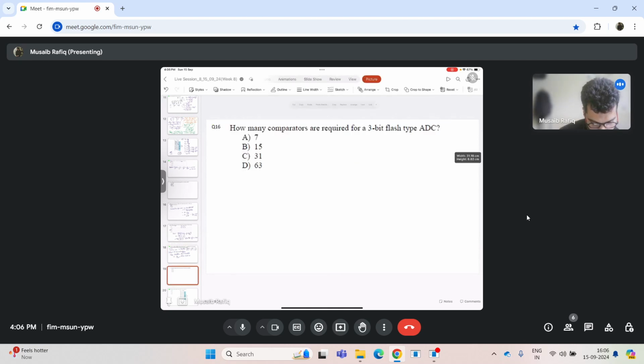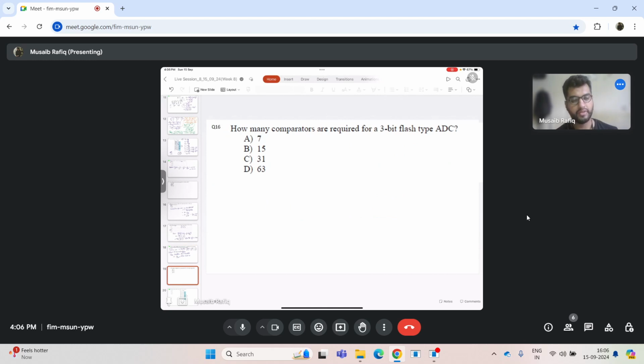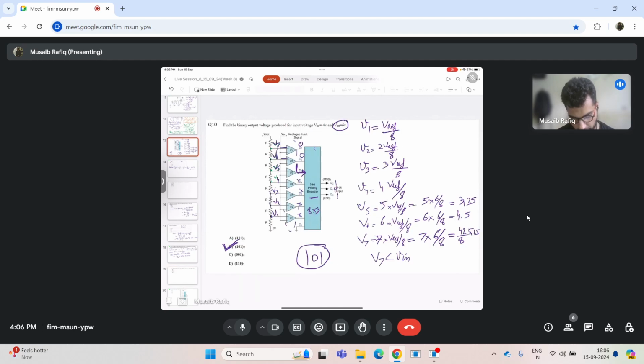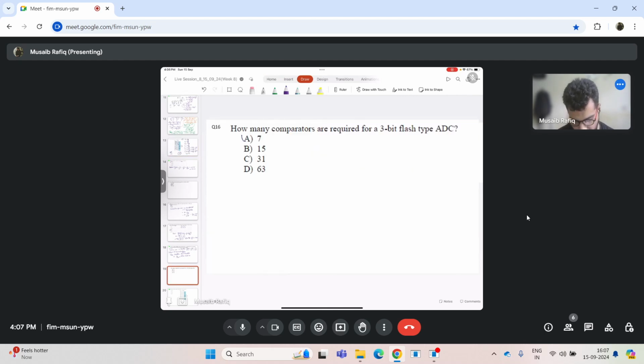Now I have a question: how many comparators are required for a 3-bit flash type ADC? Just now you saw it. How many comparators? 1, 2, 3, 4, 5, 6, 7. 7 comparators. In general, if it was a 4-bit, it would be 2 raised to power 4 minus 1, that would be 15 comparators. Similarly, for 5-bit, it would have been 31 comparators, just like you can see in the options.